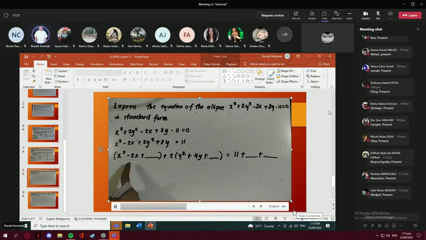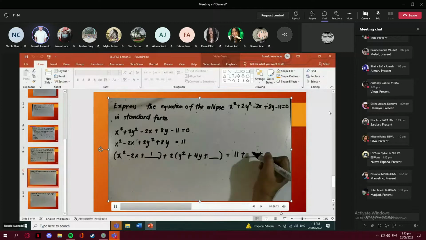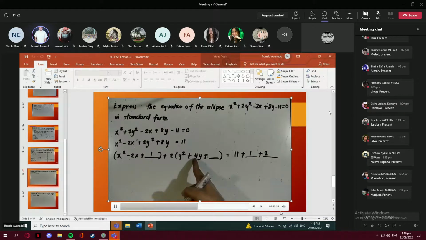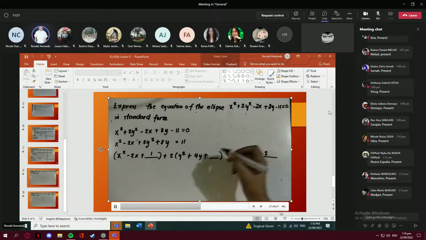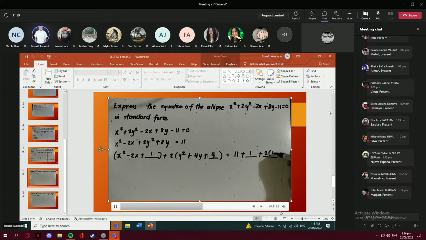So here, negative 2 divided by 2 is negative 1. Then square, the answer is 1. So add also 1 here. Then here, since we have 2, there should also be 2. Then 4 divided by 2 is 2. Then 2 squared is 4. So plus 4, then 4.